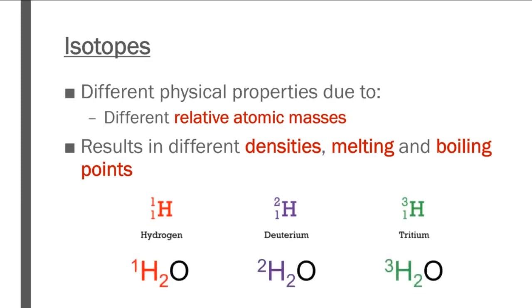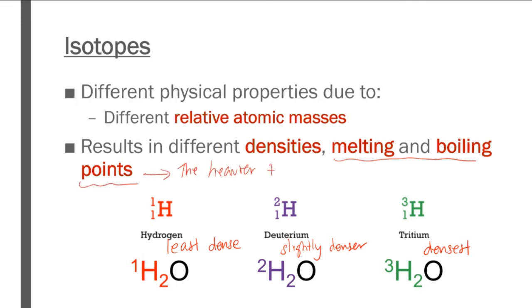If you look at these 3 examples, because they form 3 different compounds of water over here, these are all water compounds, but because they are made of different isotopes, they will have different densities. So this will be the least dense, this will be slightly denser, and this will be the densest, simply because they have very different relative atomic mass. In terms of melting and boiling point, the heavier the isotopes, the higher the melting point and boiling point itself.